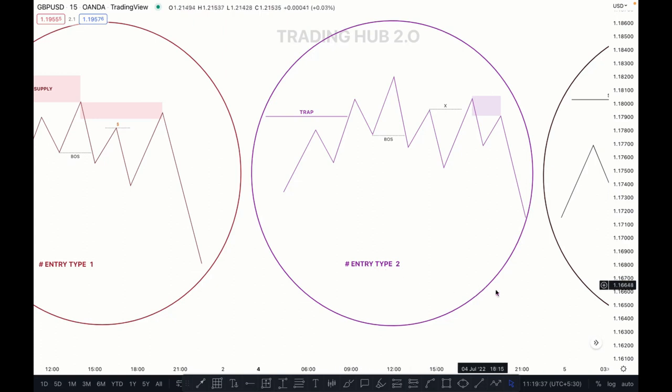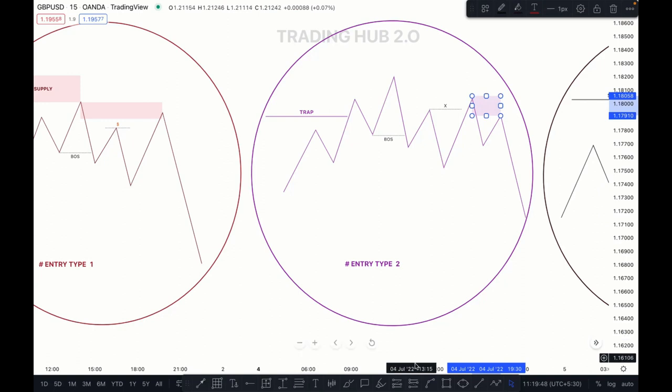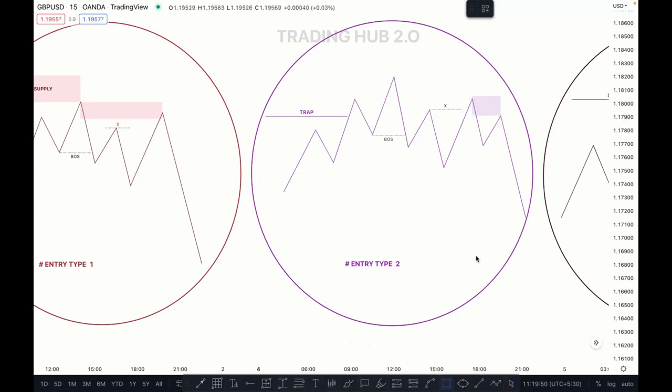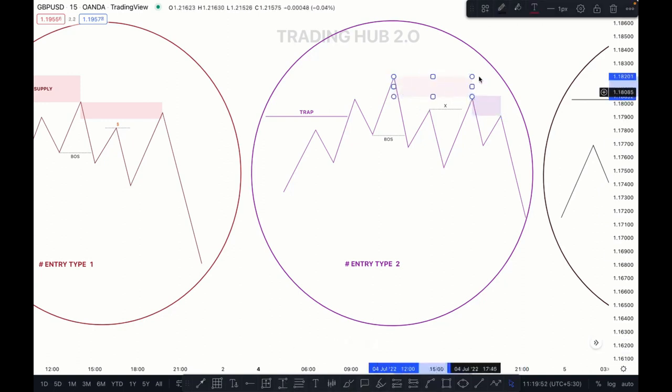And in entry type 2, market traps the buyers and sellers, and then breaks the structure, takes out the high, and we can sell here, not here, because there is no mitigation. That's why we are not willing to sell here. We are interested to sell here, and this is high probability, correct?